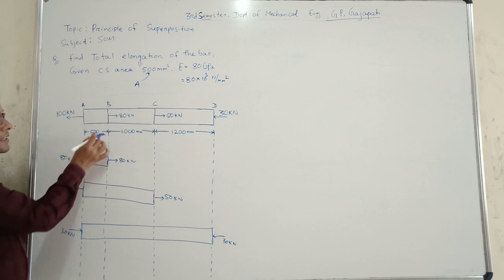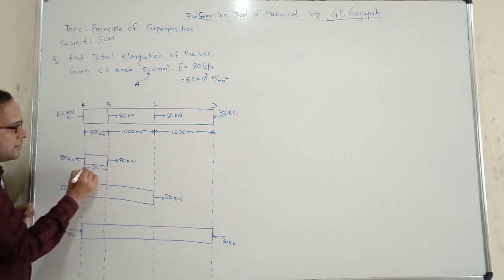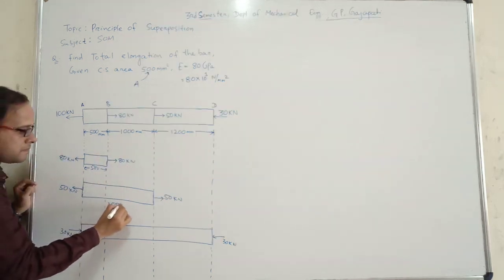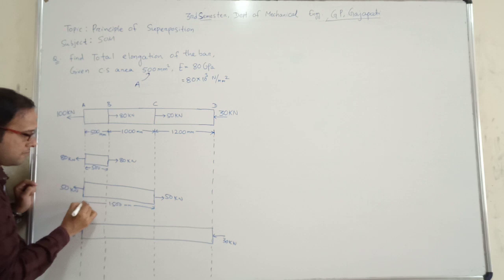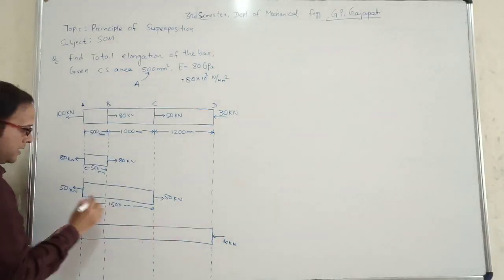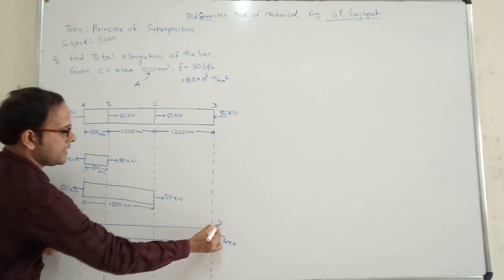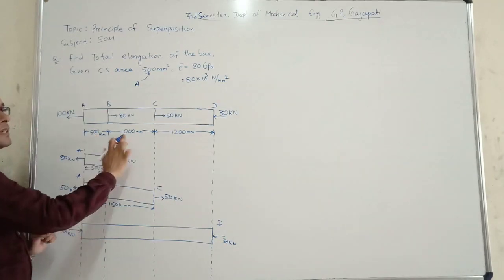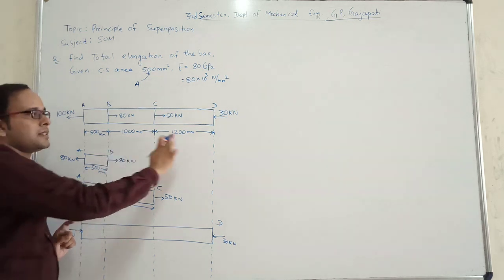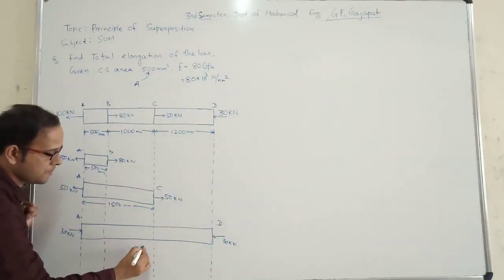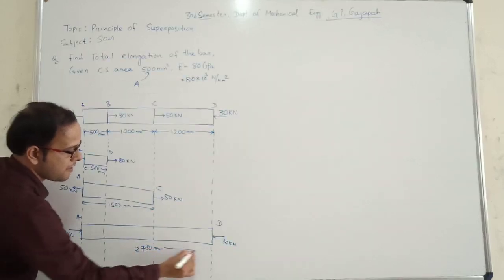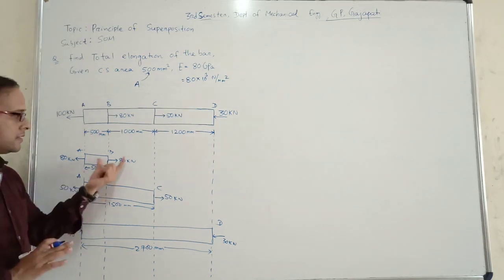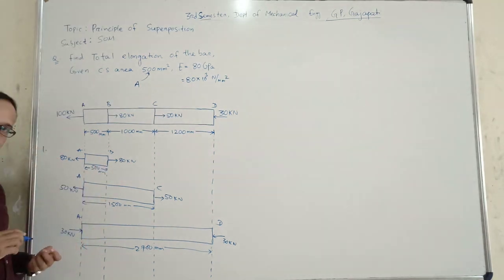So now the lengths are, this is 500. Now this one is 500 plus 1000, 1500 mm. Now total A to D. This is A to C, A to D. So 1500 plus 1200, 2700 mm. So now we have divided the bar into number of sections. This is trial number 1.